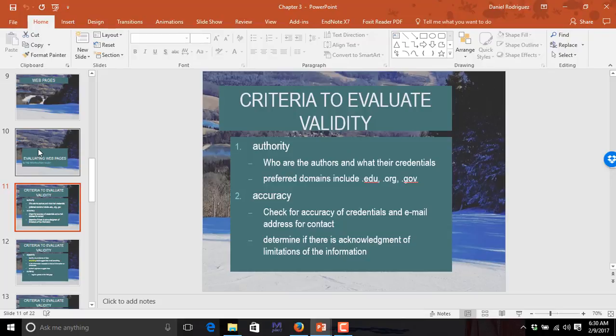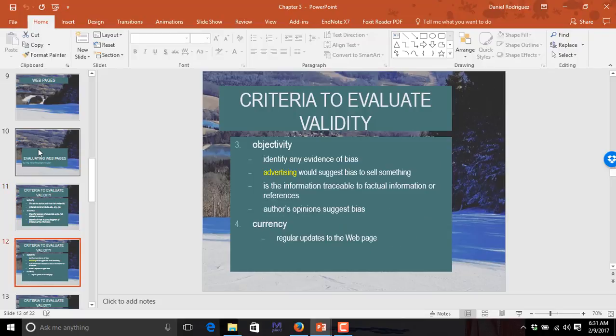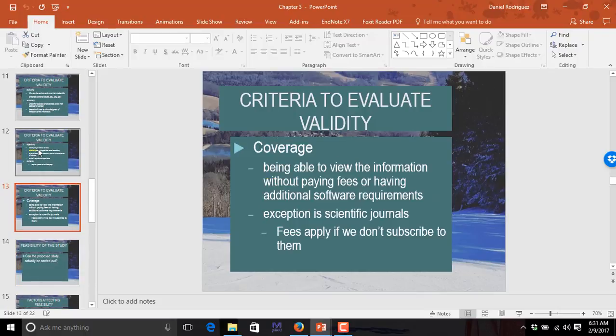.edu, you find that usually in institutions like LaSalle.edu, .org, .gov for government sites, those can be trusted more so than other sites. Check accuracy of credentials, including email address for contact. So you can actually follow up and see if the individuals who are the contacts are actually credible individuals. Objectivity, is the information provided objective? Are there biases? When people start expressing opinions, there's generally biases. How current is the website?